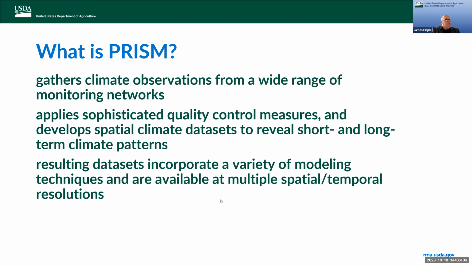So PRISM gathers climate observations from a wide variety of monitoring networks, applies very sophisticated quality control to that data, and develops the spatial climate data sets for short-term and long-term weather and climate patterns. So the resulting data sets incorporate a variety of modeling techniques and are available at multiple spatial and temporal resolutions.